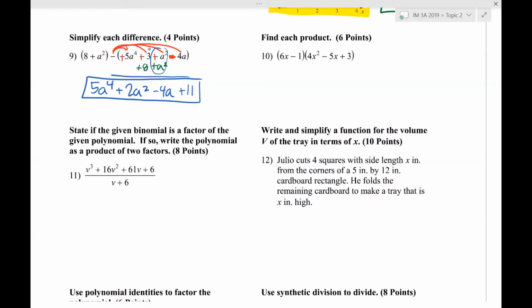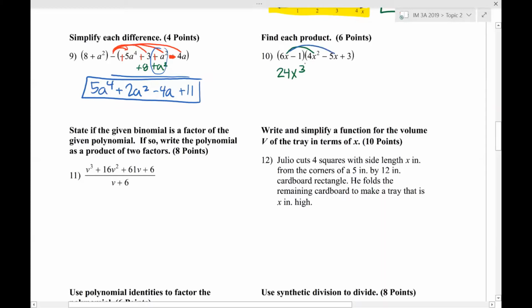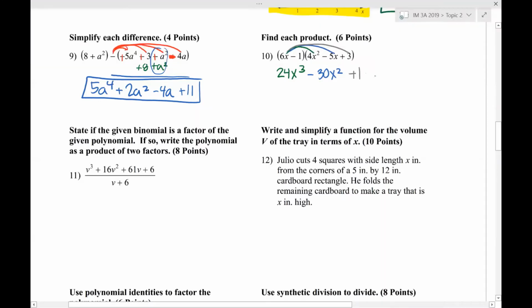Number 10 wants us to find the product. So we're multiplying a binomial times a trinomial, which means we should end up with 6 terms that we then have to combine. So 6x times 4x squared gives us 24x cubed. 6x times negative 5x is negative 30x squared. And finally, 6x times 3 is plus 18x.